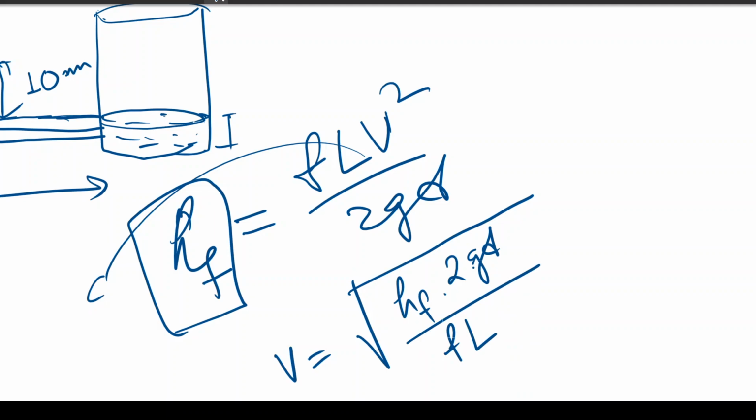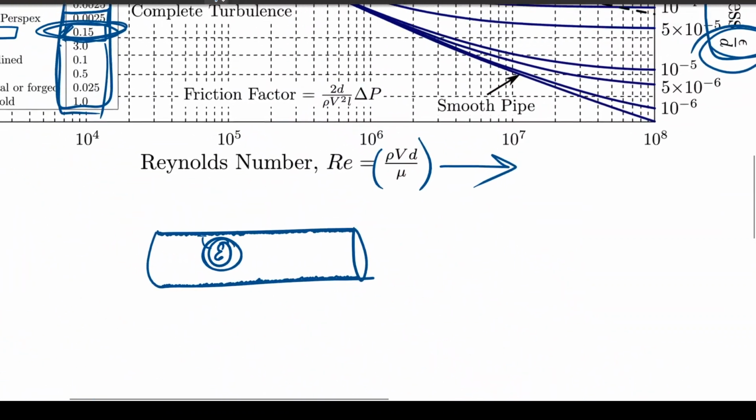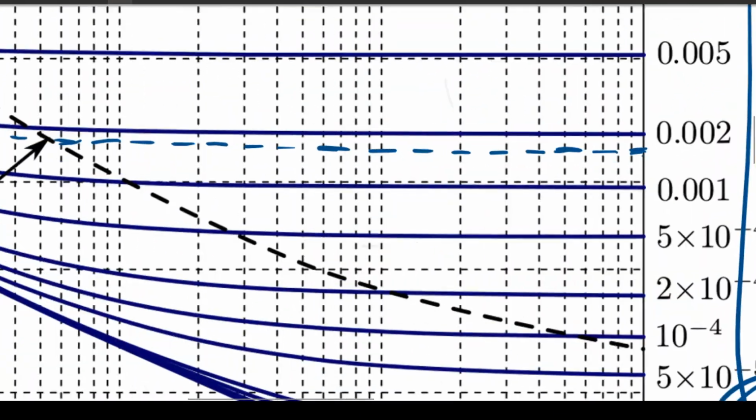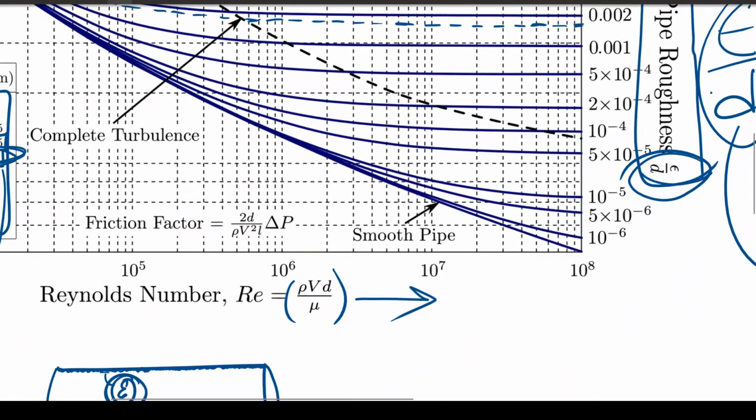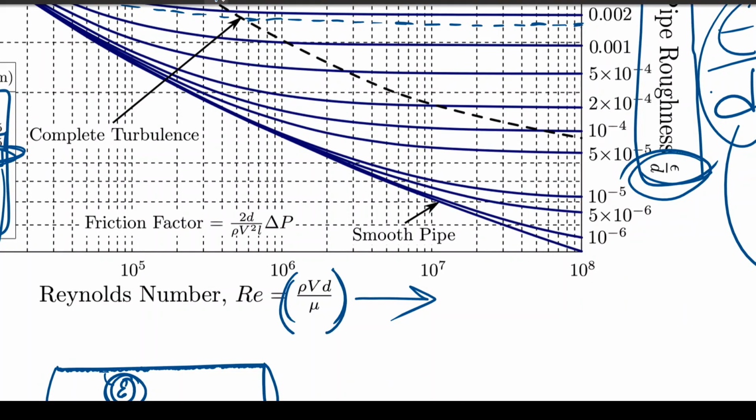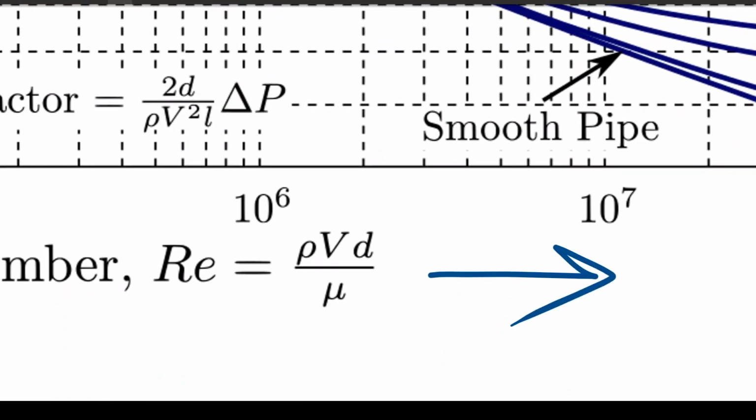But the problem is we still don't know f, and if we try to find f from our Moody's diagram, we'll have to choose this dotted curve. But the problem again becomes that we'll have to know the Reynolds number, and to find the Reynolds number we have to know the value of velocity. But velocity is the quantity that we are trying to find out, so how can we find velocity then? So now we are stuck in a loop actually. To know velocity we have to know Reynolds number, to know Reynolds number we have to know velocity.